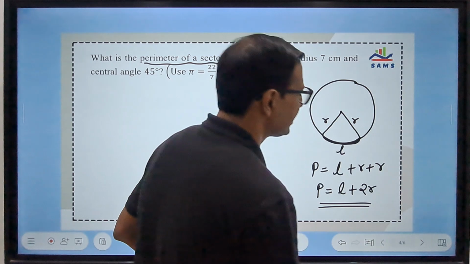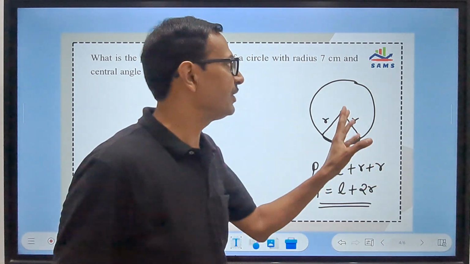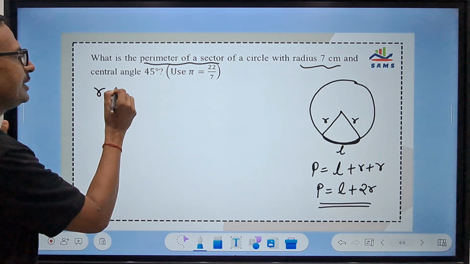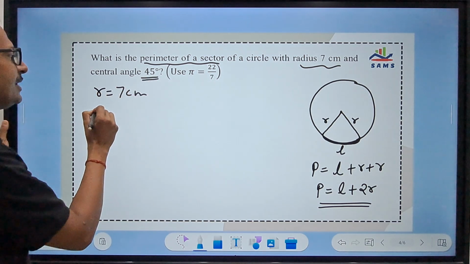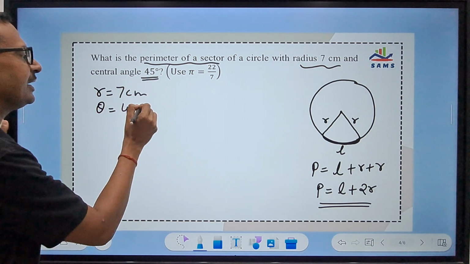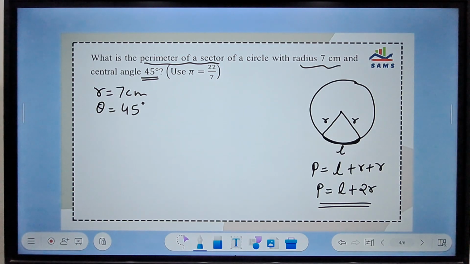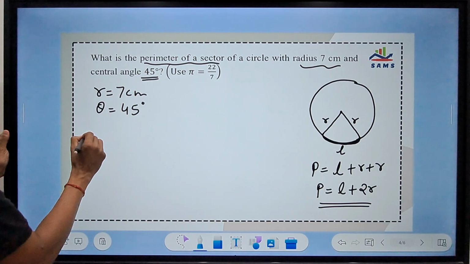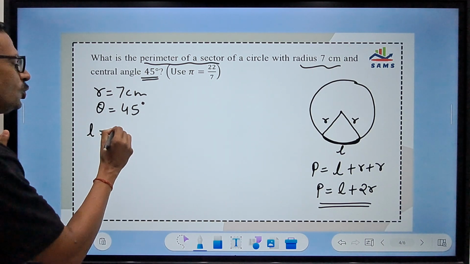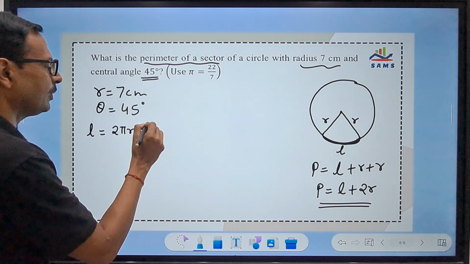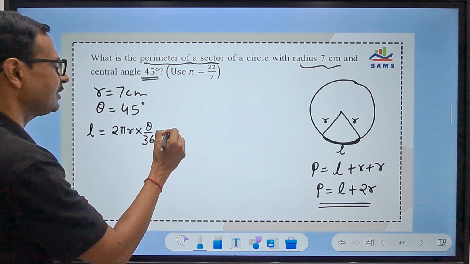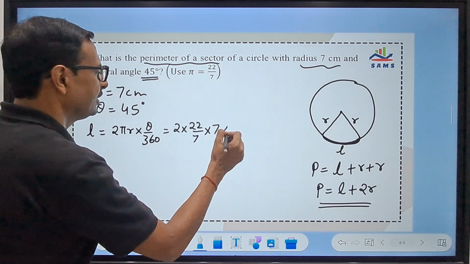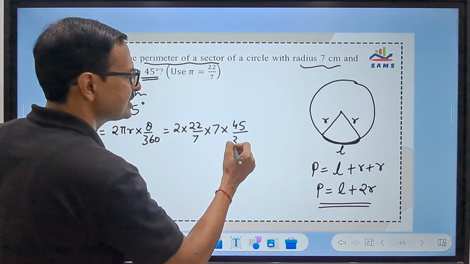Now this is the formula which I am going to use to find the perimeter of the sector. The radius is 7 centimeter, so r is 7 centimeter, and the central angle is 45 degrees, so theta is 45 degree. So I need to know how to find the length of the arc, which I told you in my previous slide. Length of the arc is 2 pi r times theta upon 360. So let's put the values here. 2 times 22 by 7 times r is 7, theta is 45 upon 360.